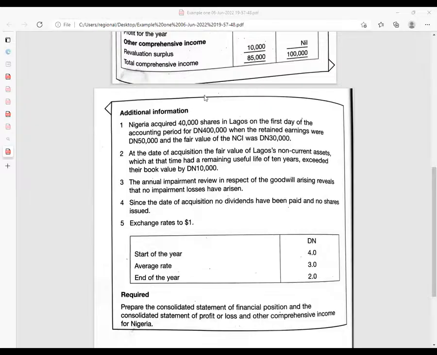Haya, so tuanze na hii straight away. Sasa tunamaliza. Nigeria acquired, already have been able to take care of this. Let's take care of number 2. At the date of acquisition, the fair value of Lagos non-current assets, which at that time had a remaining useful life of 10 years, exceeded their book value by DN 10,000.